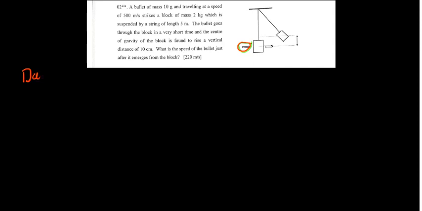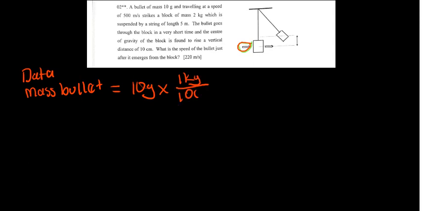So the data: the mass of the bullet is 10 grams. Now let's convert to SI units. We just multiply by the conversion factor, where 1 kg is equal to 1000 grams. If you compute that, what is it giving you? It's giving 0.001 kg per gram, so that's the conversion.